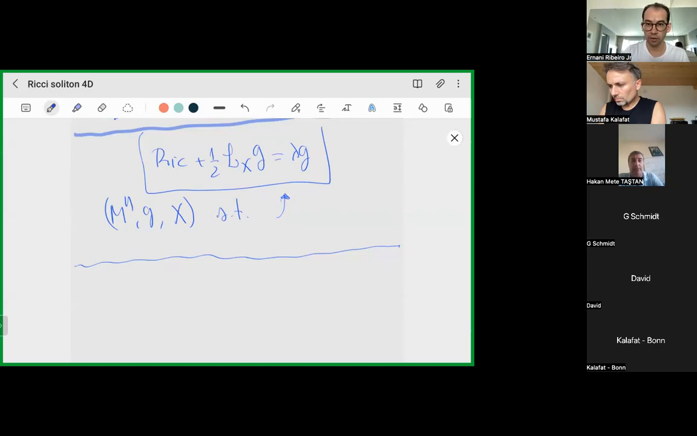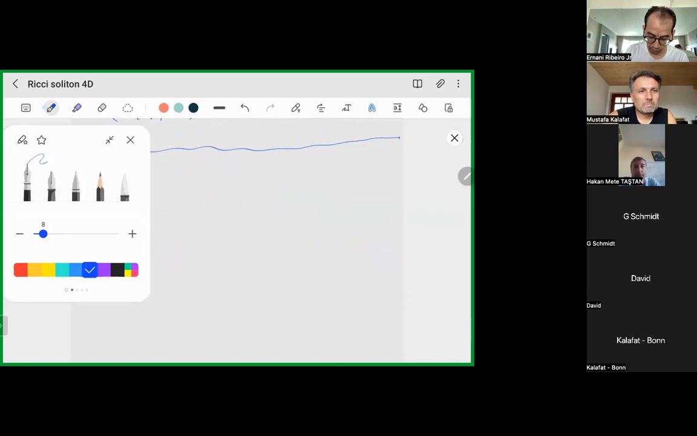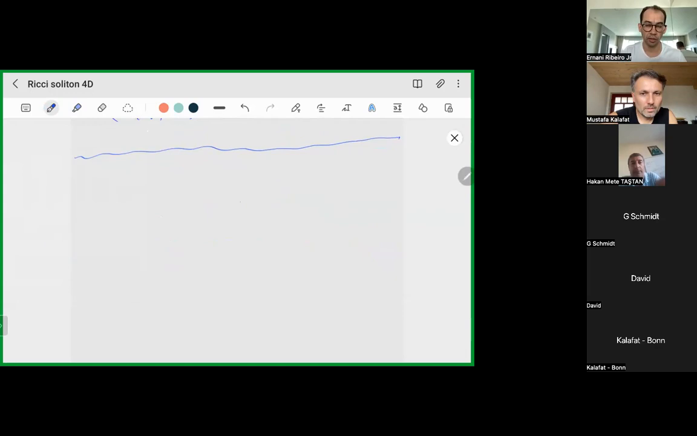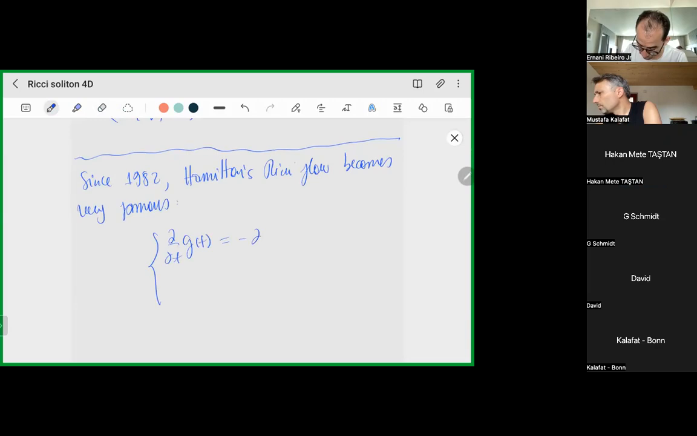Okay. Let me explain now the relations between Ricci solitons and the Ricci flow. The Ricci flow became very famous in the last century, since 1982, when Hamilton introduced the Ricci flow. The Ricci flow is given by this evolution equation of the metric: the derivative of the metric with respect to t is minus twice the Ricci curvature.